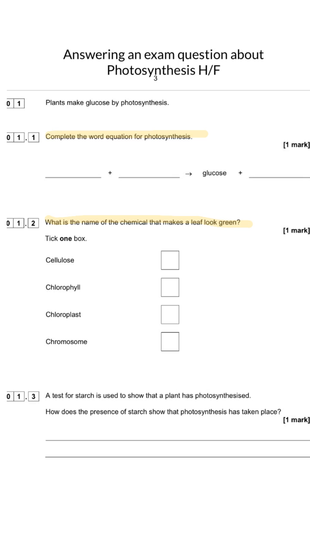The first two parts of the question are recall questions, and this means that it's facts that you need to have learnt for the exam. For the first question, you need to learn this equation. Carbon dioxide plus water forms glucose plus oxygen. Now, it has asked for a word equation, so it's really important that you don't get lazy and start using formulae in the middle of it. You must write carbon dioxide, water and oxygen in full.